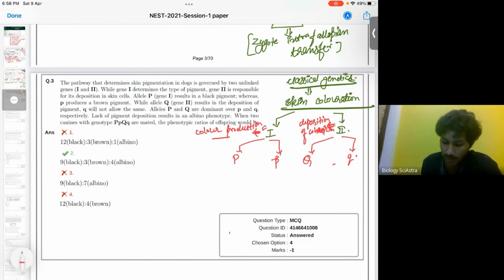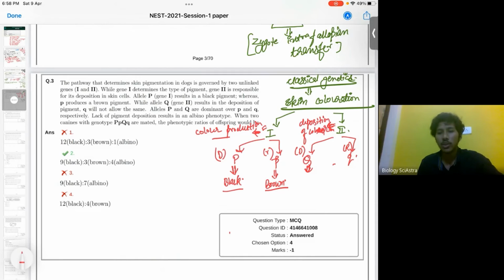In the question it is written that capital P leads to production of black pigment, and small p leads to production of brown pigment. Capital P is dominant while small p is recessive, and capital Q is dominant and small q is recessive. और कैपिटल Q से होता क्या है? If capital Q allele is present, the color, black or brown, starts to deposit on the skin. So capital Q leads to deposition of color, while small q leads to no deposition of color.